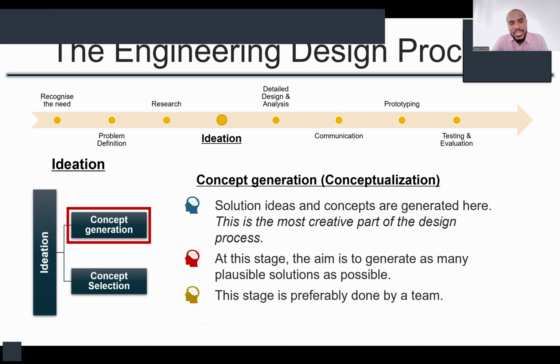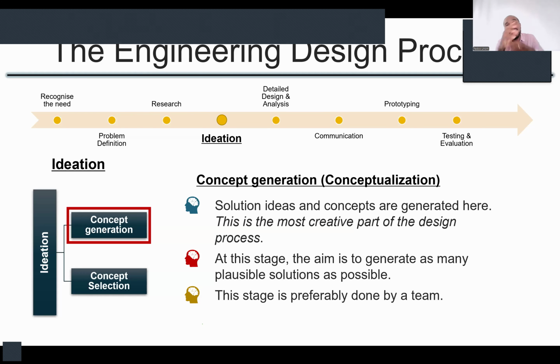So let's move to the next stage. The fourth stage in the design process is the ideation stage. Okay, ideation comes from idea generation. Ideation, the generation of ideas, of concepts. And the ideation stage itself has two sub-stages. The first is the concept generation stage. The second is the concept selection stage.